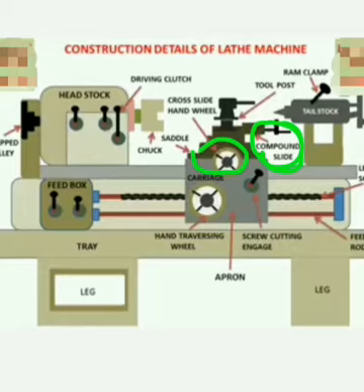Now the next part is the lead screw. Here we can see a threaded shaft. This threaded shaft is called the lead screw. It is used for cutting threads on the workpiece. In some lathes, a feed rod is not provided, and in such cases the lead screw also works as a feed rod. Generally, an Acme thread is cut on the lead screw, which has an angle of 29 degrees.